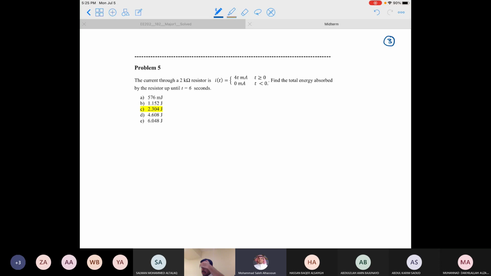So let's see what we have. In this circuit, it says that the current through the 2 kilo ohm resistor is given by this formula. And we are asked to find the total energy absorbed by the resistor up until t equals 6 seconds.